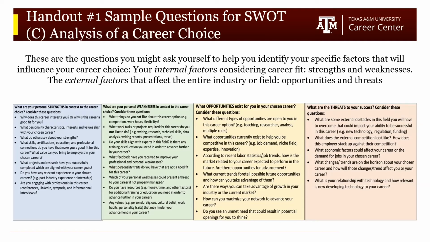Handout 1 is available for you to download from Canvas. It contains sample questions for SWOT-C analysis of a career choice. You can use the sample questions to help you identify the specific factors that will influence your career choice. Your internal factors consider career fit, strengths, and weaknesses. The external factors that can affect the entire industry or field are opportunities and threats.